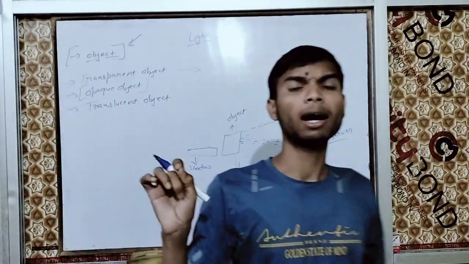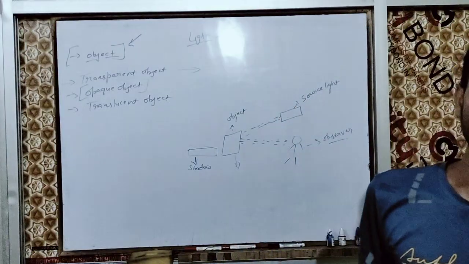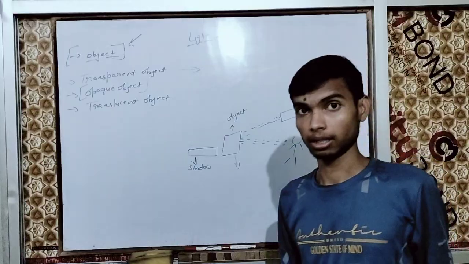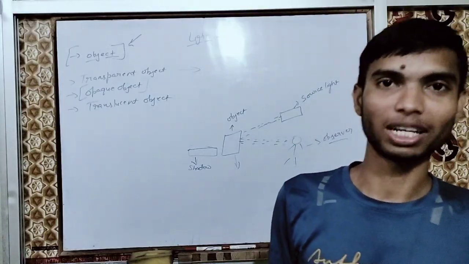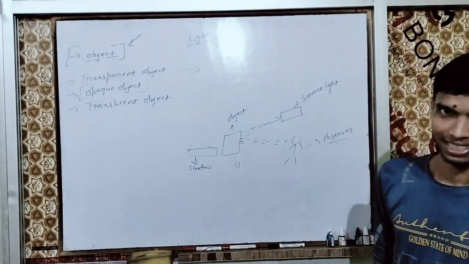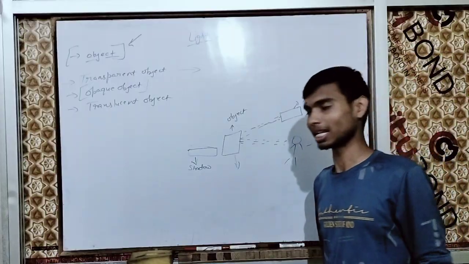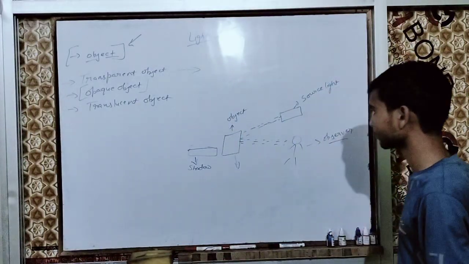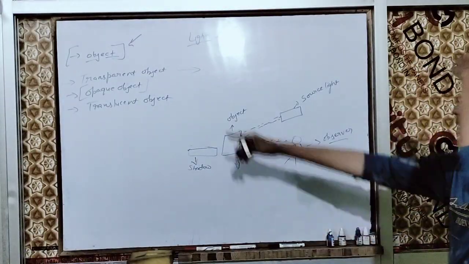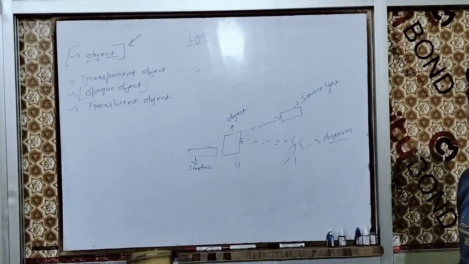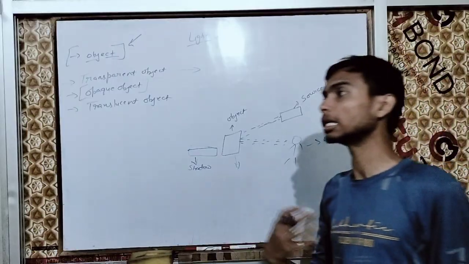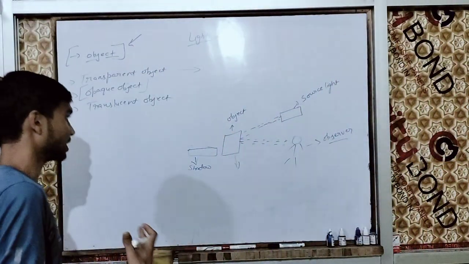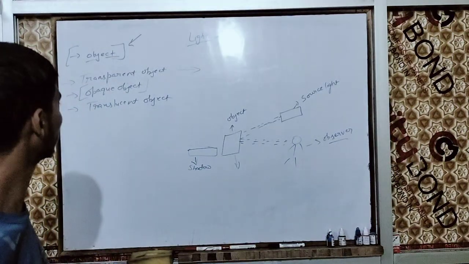One point you will have to keep in mind is that if an object is blocking the light, then there will be a shadow of that object which is blocking the light. That's it about the opaque object. An opaque object does not allow light to pass. It blocks the light. Clear?